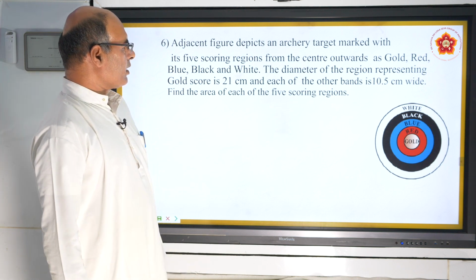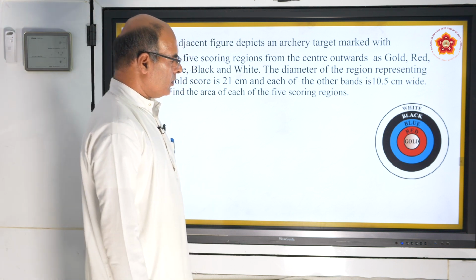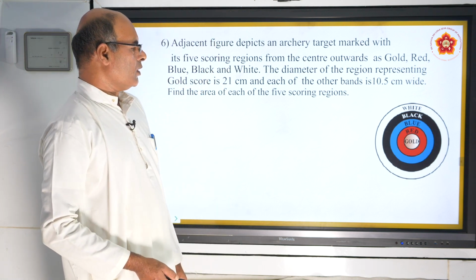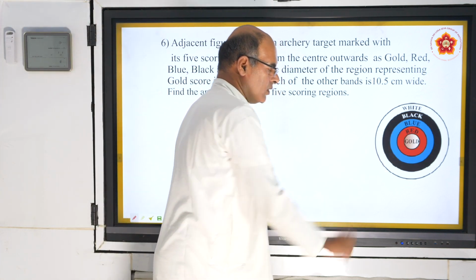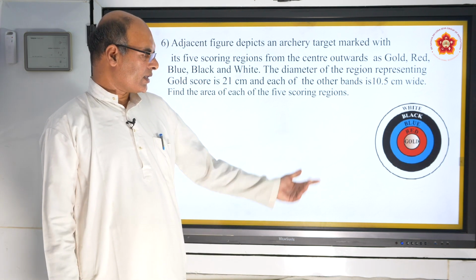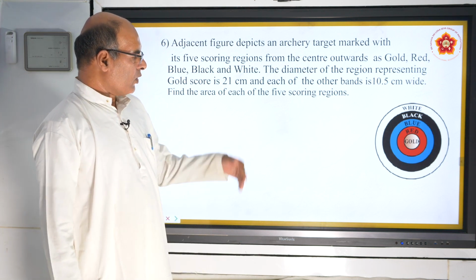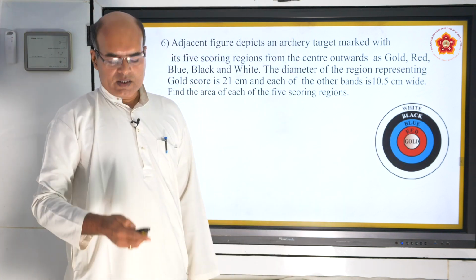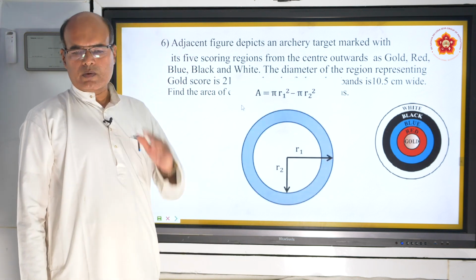So it is an archery target. You know what it is, a scoring board. Here we have to calculate the areas of all these regions. Gold region: it is a circle. Using pi r square, you can calculate the area of that gold region. Then we have to calculate the areas of each band, red band, blue band. For that we can use another formula, very simple and very easy to understand.